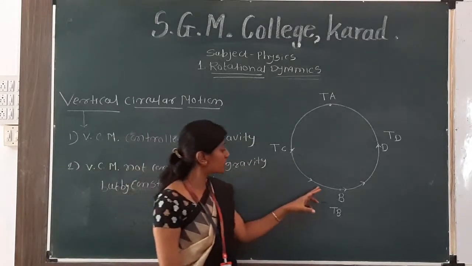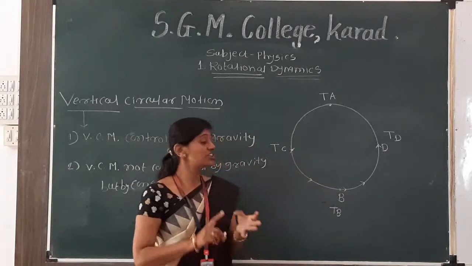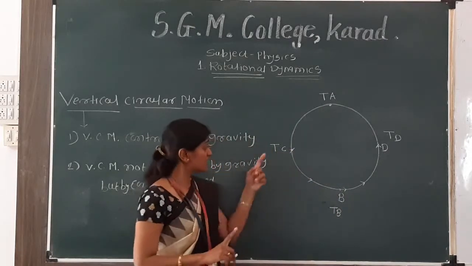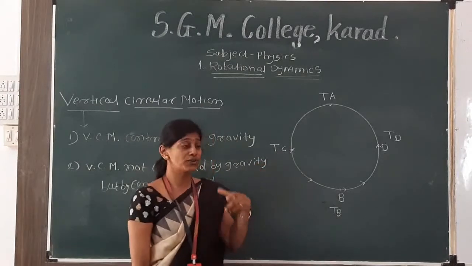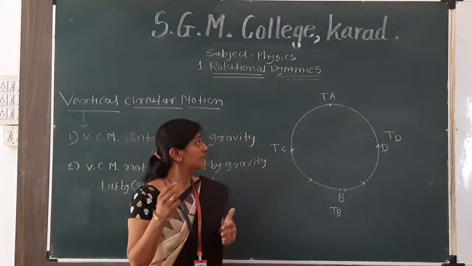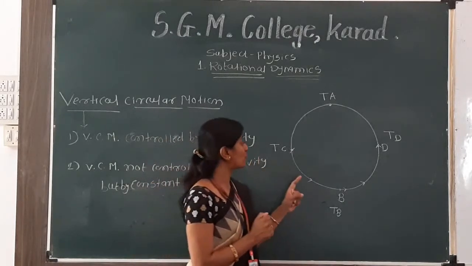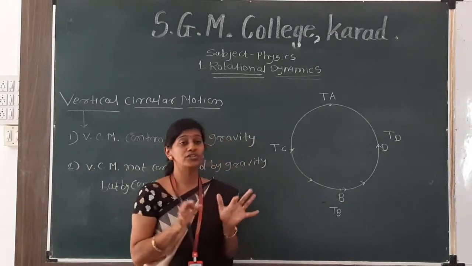That means a body which is going to perform vertical circular motion, at every instant the value of tension is changing, and the value of velocity also changes. The direction also changes. We learned in non-UCM that the magnitude as well as the direction of an object performing vertical circular motion both change.